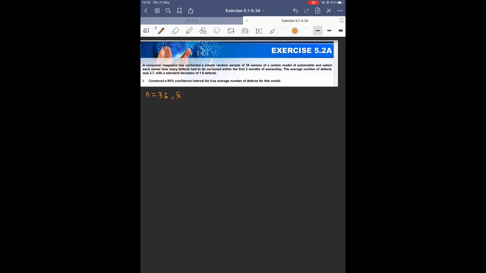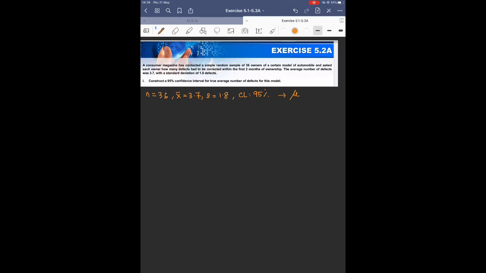So x bar is 3.7 with a standard deviation of 1.8. Construct a 95% confidence interval. So confidence level 95%. Estimate the population mean using a confidence interval.